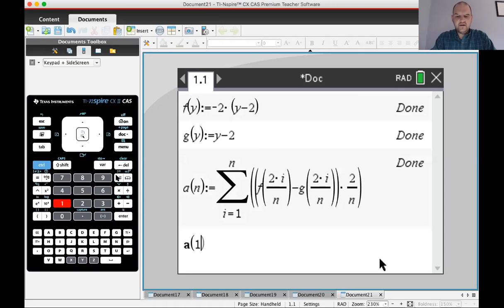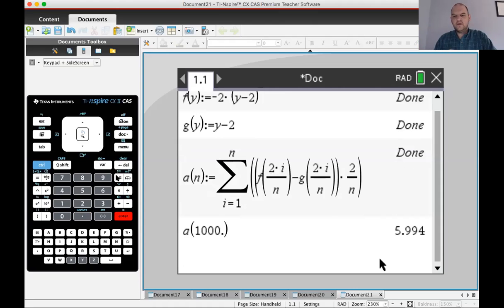All right, so A of 1,000 is 5.994. If you had to guess the exact value, what would you say that it is? I think you would probably say that it's 6. So I'm going to copy this into the notes.